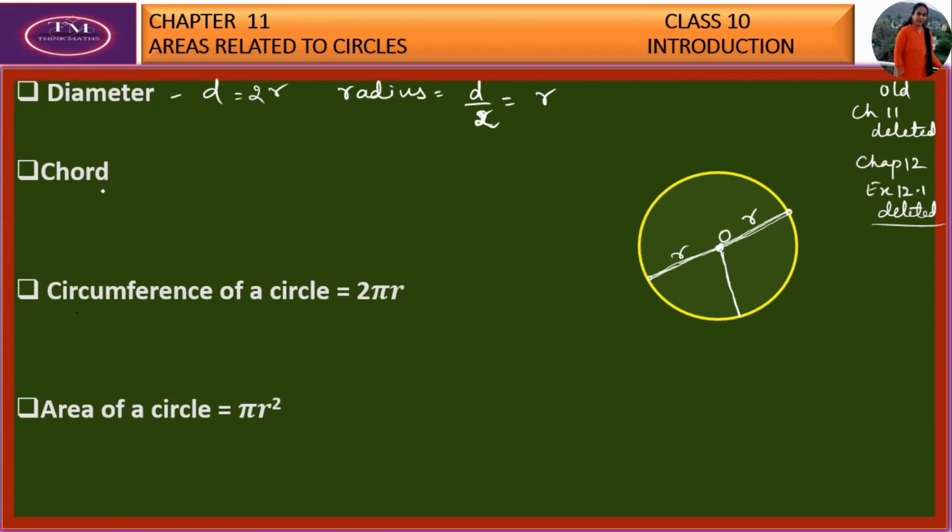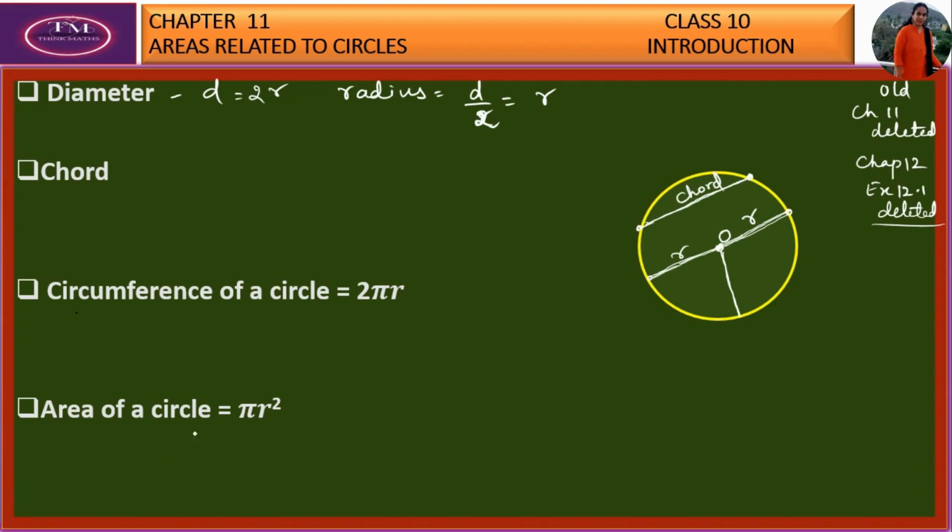Next one, what do you mean by chord? A chord doesn't pass through the center. It touches the circle at 2 points, but it doesn't pass through the center. If it touches the circle at 2 points and doesn't pass through the center, then it is called a chord.